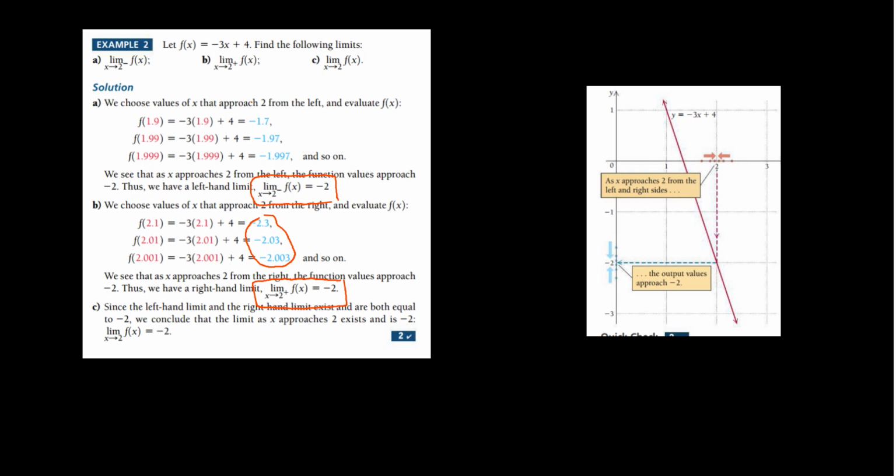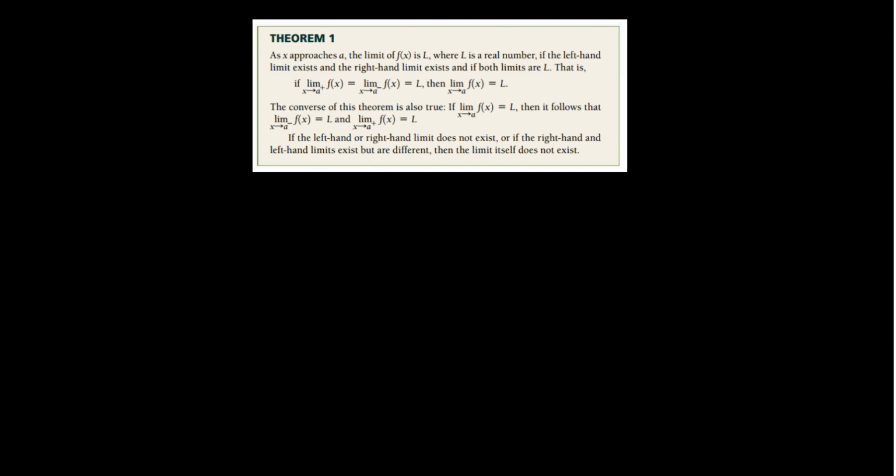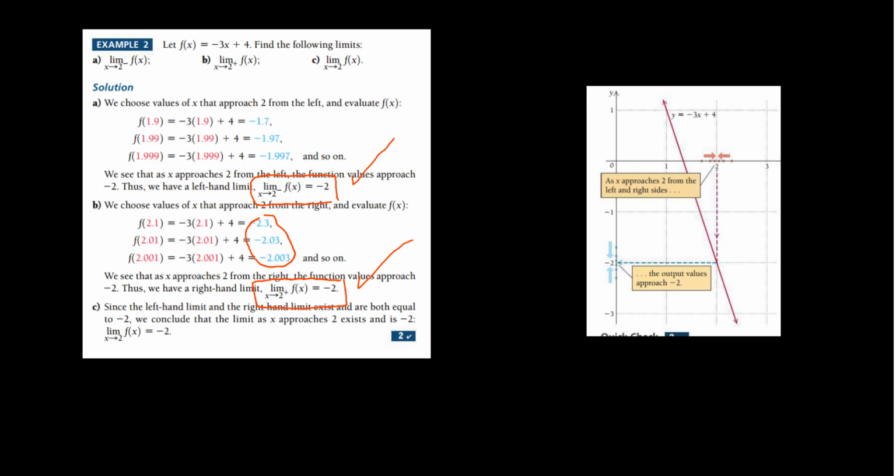So since these two exist and are going to the same limit, going back to the rule, as long as they're going to the same limit as we approach from the positive side and from the negative side, then that tells me that the function itself also has a limit. Since the left-hand limit and the right-hand limit exist and are both equal to negative 2, we conclude that the limit as x approaches 2 exists and is negative 2.